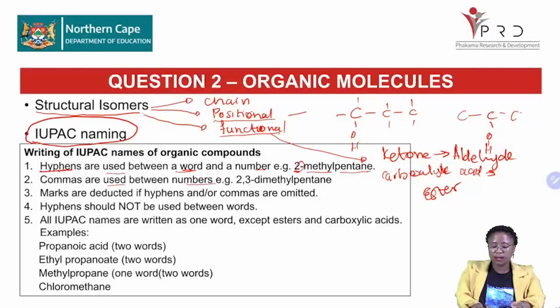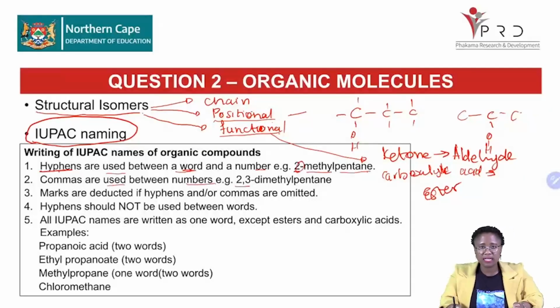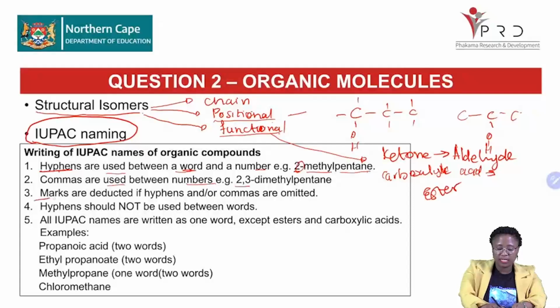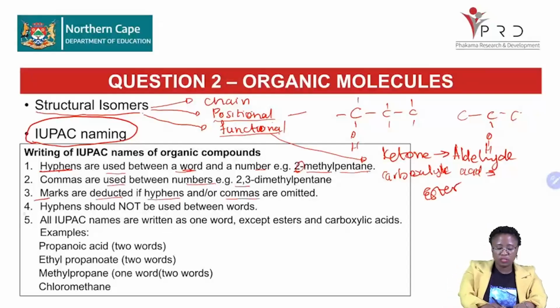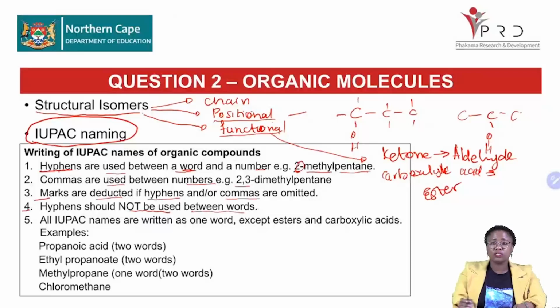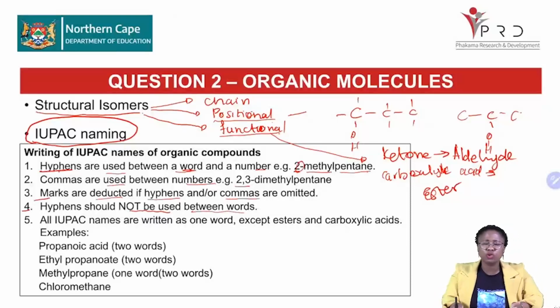Commas are used between numbers, as you can see, 2, 3. Between a number and a number, we put a comma. Between a number and a word, we put a hyphen. Very much important. And then 1 mark is deducted if the hyphens or the commas are omitted. Very much important that you might be penalized 1 mark if you are not including any of those. Then number 4, the hyphens should not be used between the words. Remember, between a word and a word, we don't put anything. Very much important. It's always between a number and a number or a number and a word.